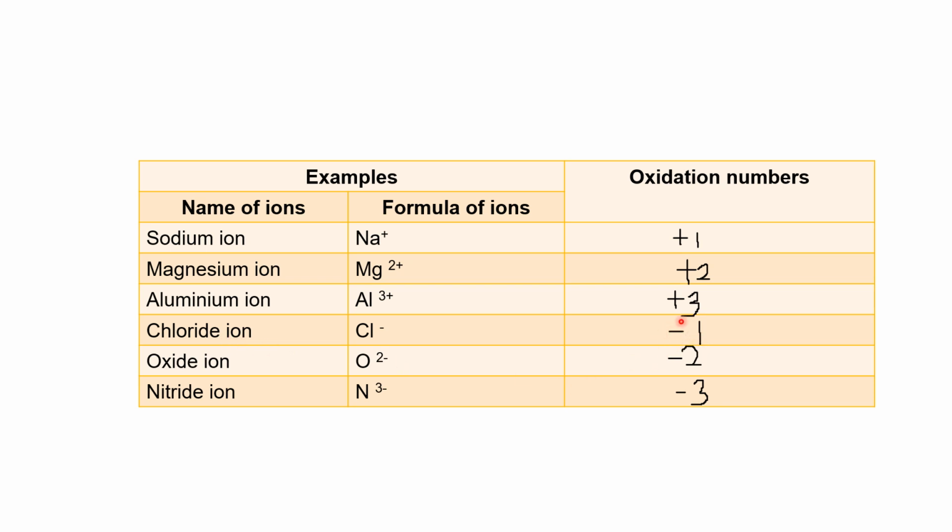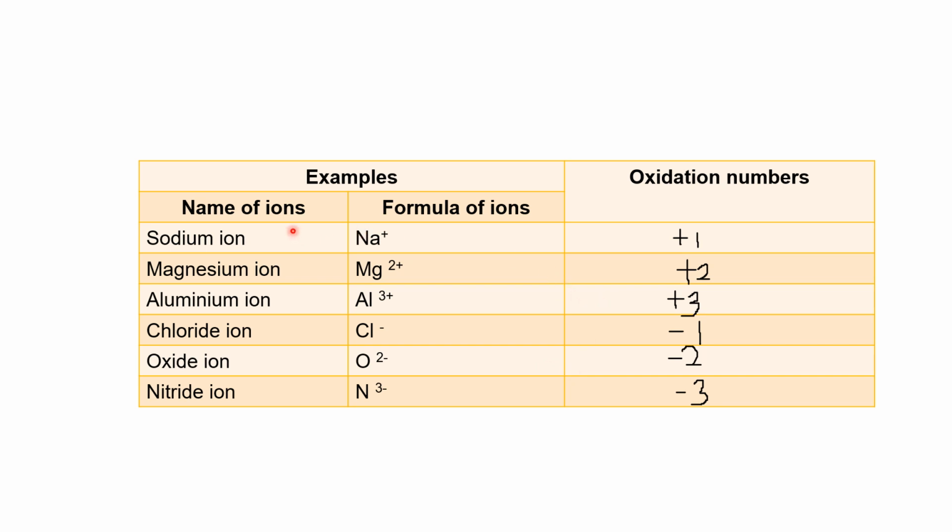For the chloride ion, the oxidation number is -1. Negatively charged here means it received electrons. How many electrons does the chloride ion receive? The chloride ion receives 1 electron, so the oxidation number for chloride ion is -1. It is the same for oxide ion and nitride ion. The number of the charge indicates the number of electrons that has been received. If negative, it receives; if positive, it releases.